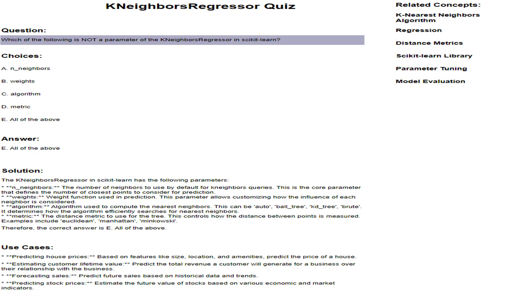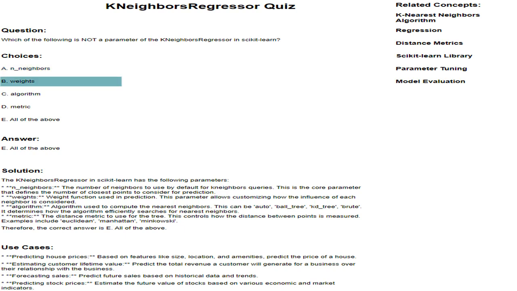Which of the following is not a parameter of the k-neighbors regressor in sklearn? A. n_neighbors. B. Weights. C. Algorithm. D. Metric. E. All of the above.